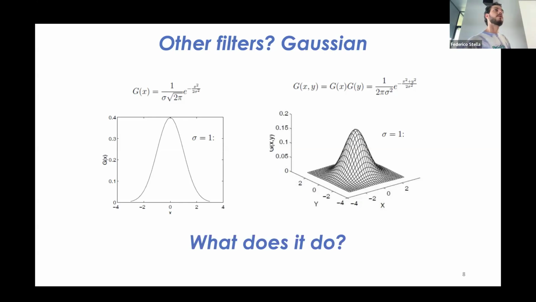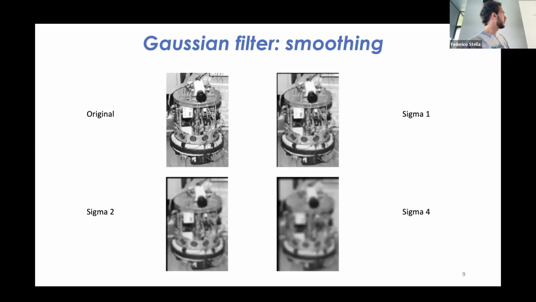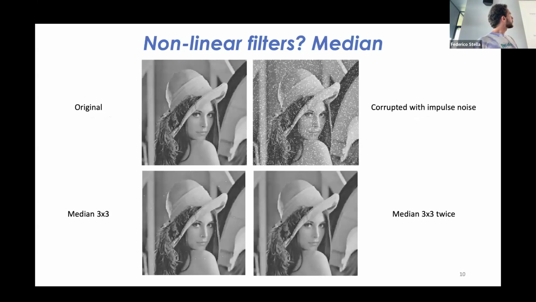And what does it do? What do you think it does? Any ideas? Smoothing out the image. Yeah, exactly. Of course, the bigger the sigma, the more it's going to be smoothed. We see it here: we have the original image, sigma 1, sigma 2, and sigma 4. The bigger the sigma, the more it smooths the image. It's basically a low-pass filter, so we only keep the low frequency features of the image, but we lose the high frequency detail, as you can see.